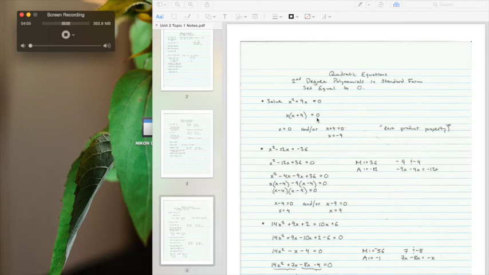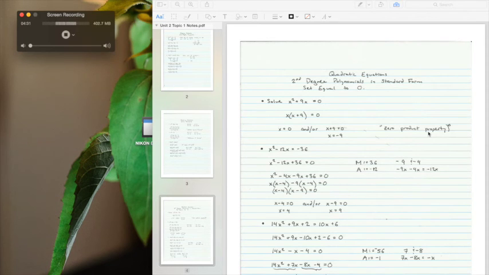This fancy idea that we just discussed about these factors multiplying to equal 0 and what that means for the solution has a fancy name called the zero product property. So if you hear someone talking about the zero product property, they just mean that if you have two things multiplied together and they equal 0, it means that at least one of those things has to be equal to 0 itself.